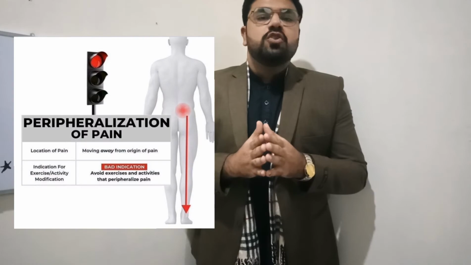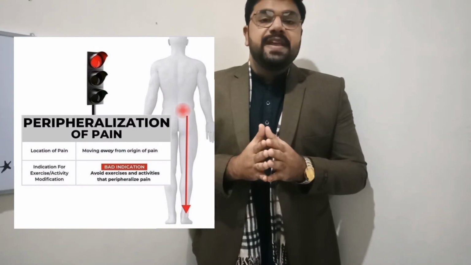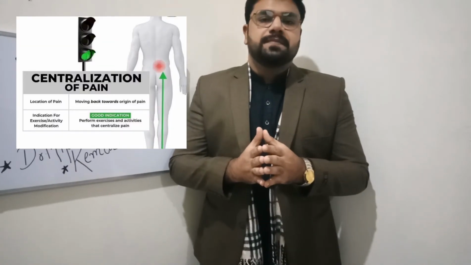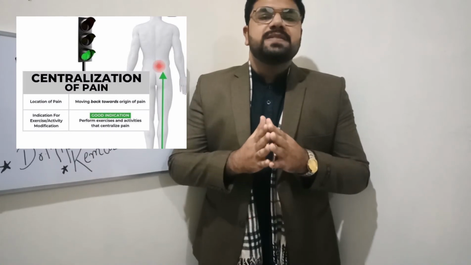Number 4, repeated forward flexion. Repeated forward flexion causes the peripheralization of the symptoms. That means the pain travels towards the legs. Number 5, repeated backward flexion. Repeated backward flexion causes the centralization of the symptoms. Centralization of the symptoms means the pain travels from the legs towards the lumbar region.